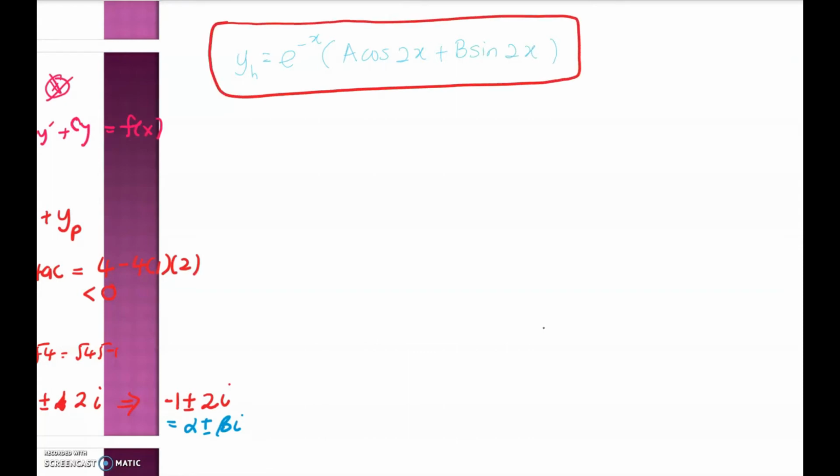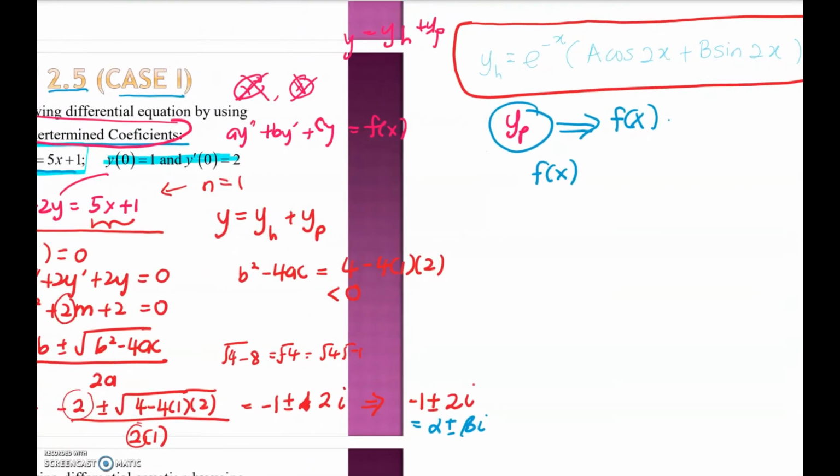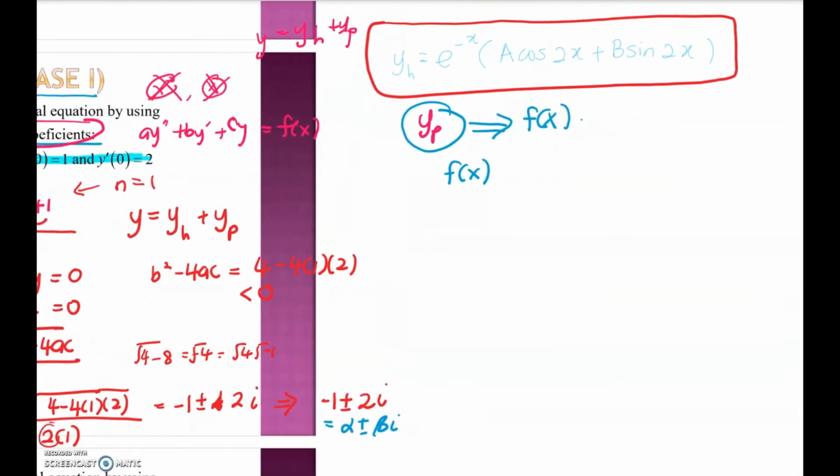Then only we go to the solution of YP, because our solution is Y equals YH plus YP. So now we want to find YP. Again, in order to get YP, you must always consider what your fx is. Since our fx is a polynomial of degree 1, what is the question? We have 5x plus 1.